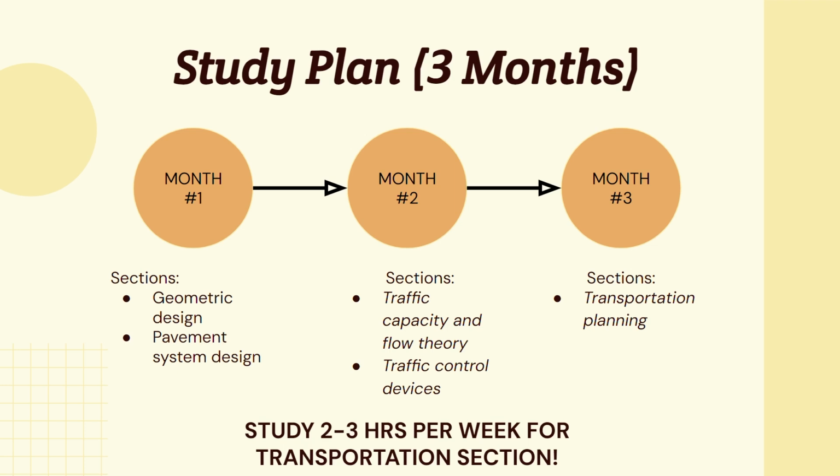We would recommend studying over a period of 3 months for the transportation engineering section, about 2 to 3 hours per week. For the transportation section, in month 1, we would recommend going over geometric design and pavement system design. In month 2, traffic capacity and flow theory and traffic control devices, and in month 3, transportation planning, and also going over any other section you felt weak on.